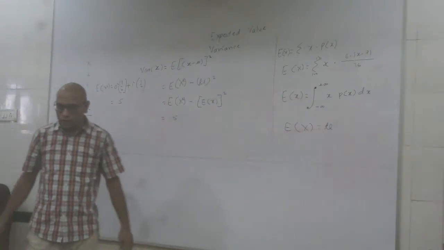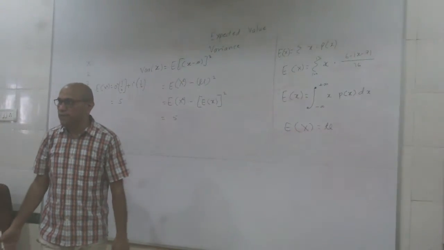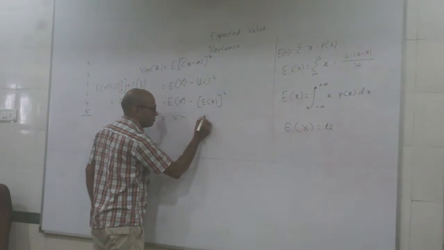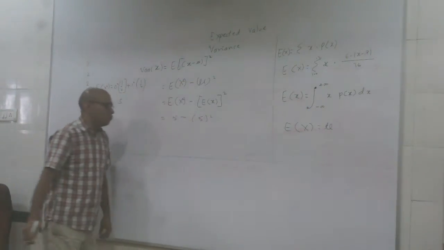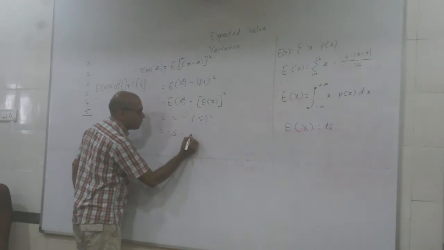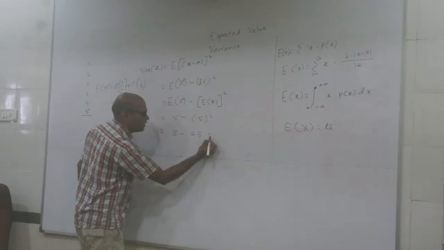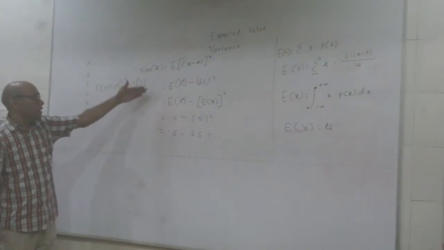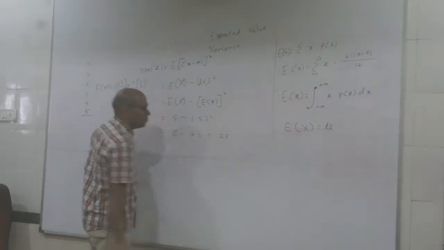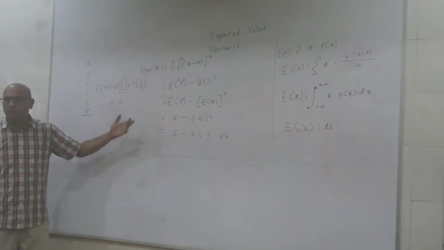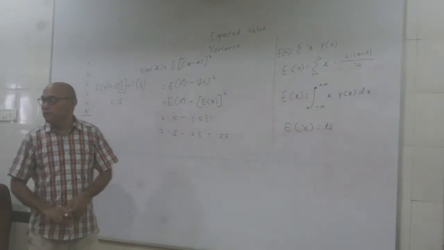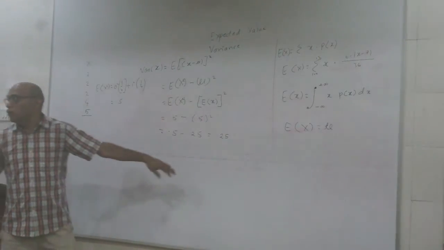Right? Now expectation of x the whole square: what is the expectation of x? 0.5. What is the square of 0.5? 0.25. So 0.5 minus 0.25 is the variance of this random variable, which is 0.25. So for the earlier example that we have discussed, the variance of the random variable is 0.25.